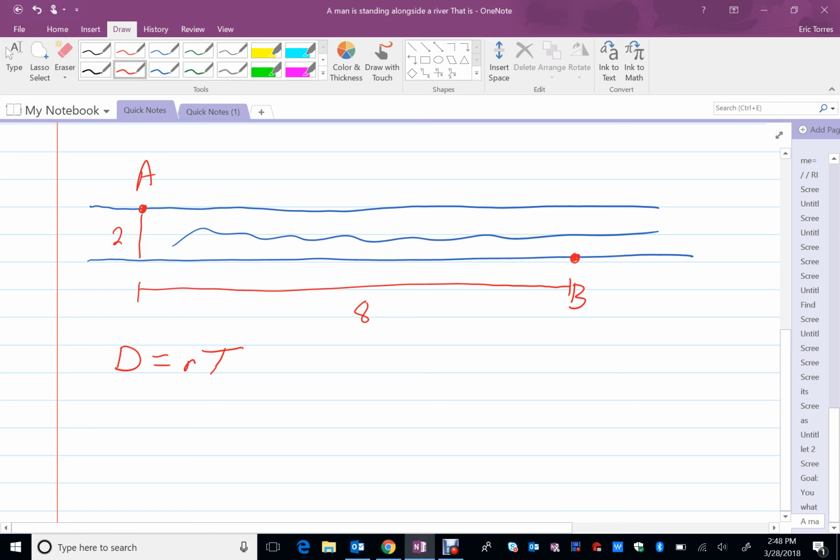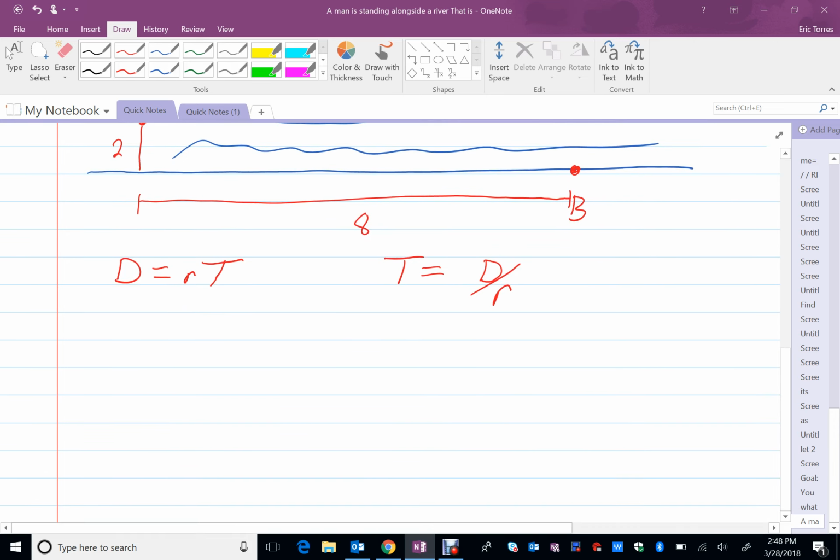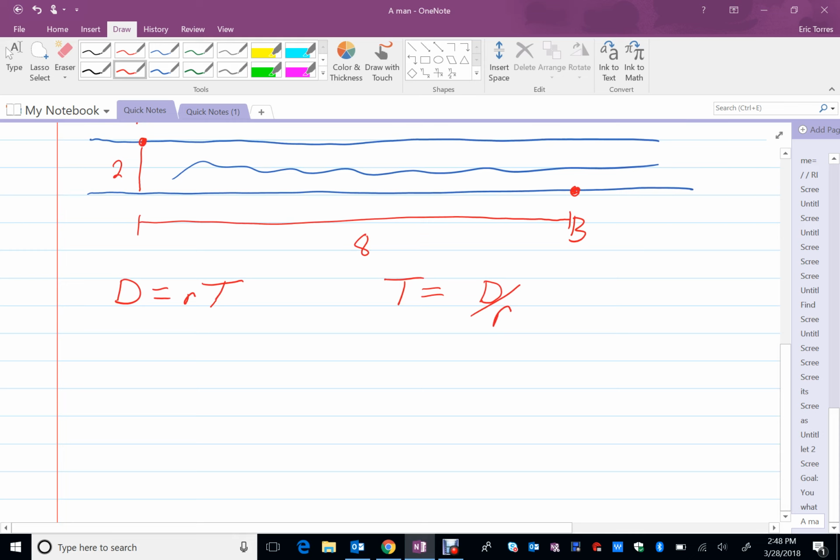What we're interested in here is the fastest he can go, so we want to minimize the time, which means I need the formula in terms of time. So if I solve for t, we get t equals distance divided by rate. Now, this is just a general concept. We've got two situations going here, so I need to account for each time for when he's rowing the boat and when he's running.